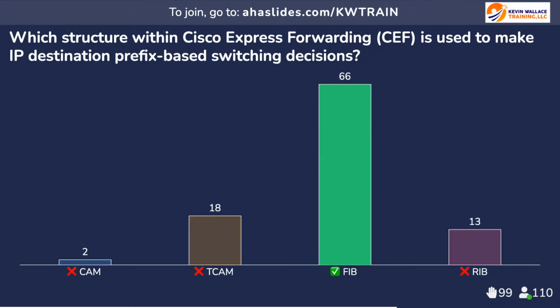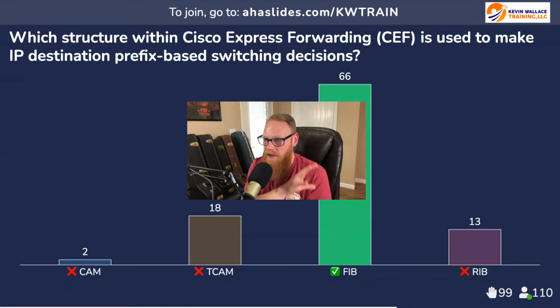Time is up, and the correct answer, the majority have it correct. It is, in fact, FIB, the forwarding information base. The FIB table, with the FIB, Ceph is going to use this to make IP destination prefix-based decisions. The FIB is conceptually similar to the routing table, and it's going to maintain a mirror image of the forwarding information that is contained within the IP routing table.